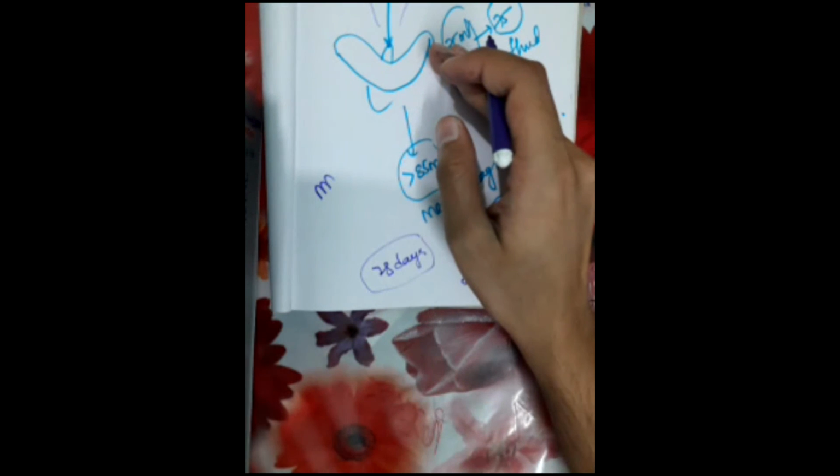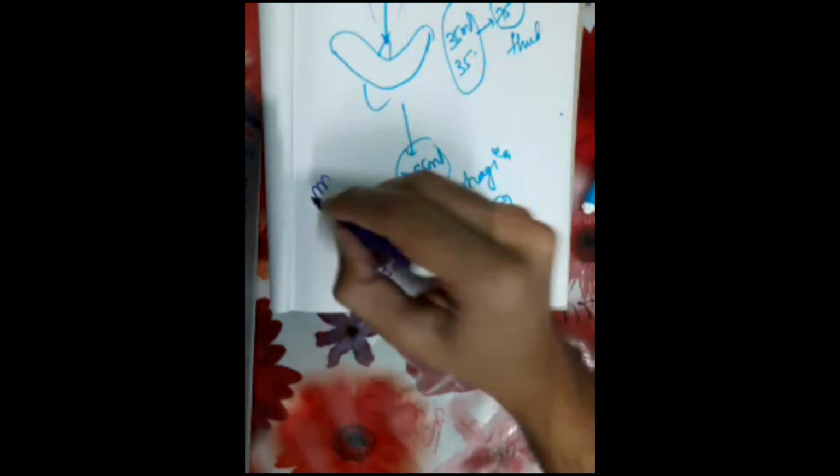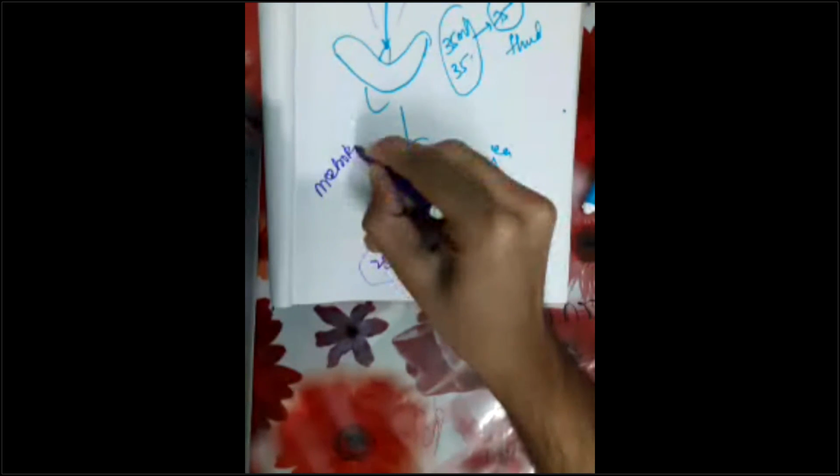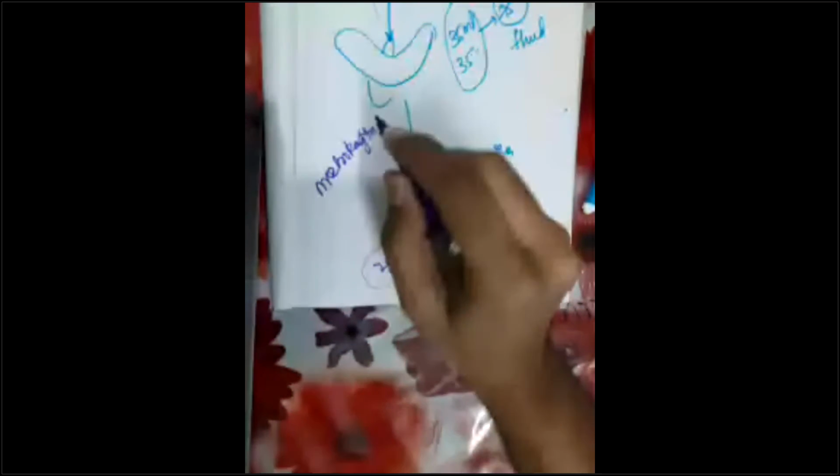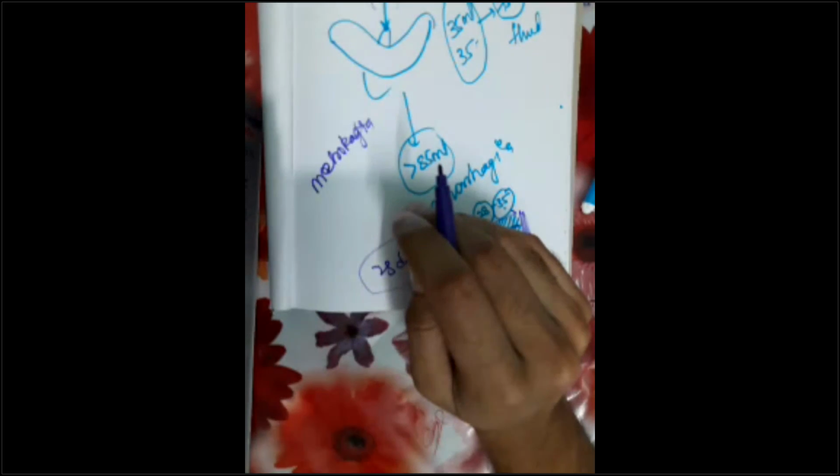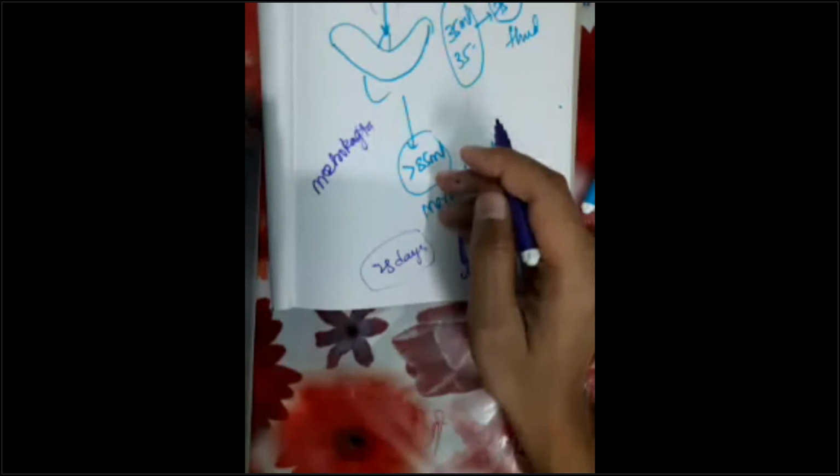Then what is metrorrhagia? Metrorrhagia means intermenstrual bleed. What is menometrorrhagia? Menometrorrhagia means excessive intermenstrual bleed.